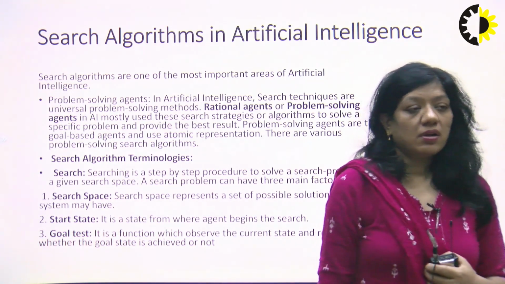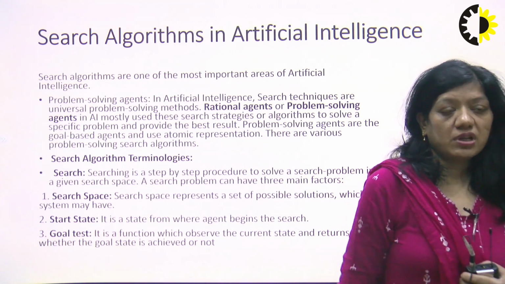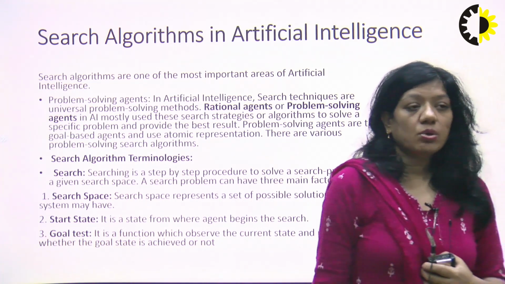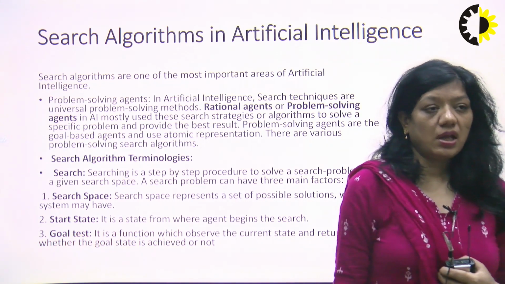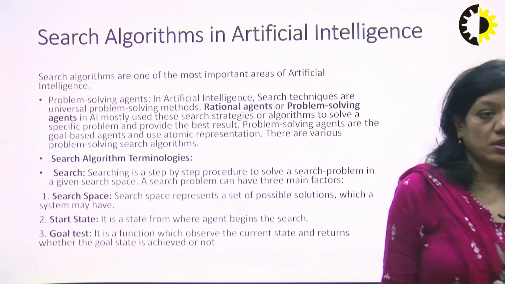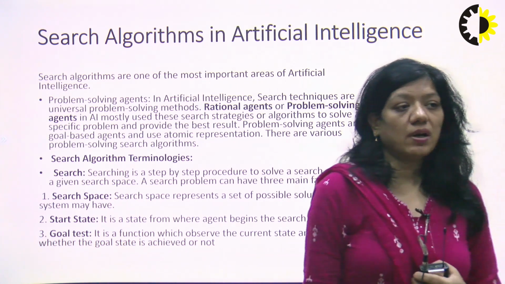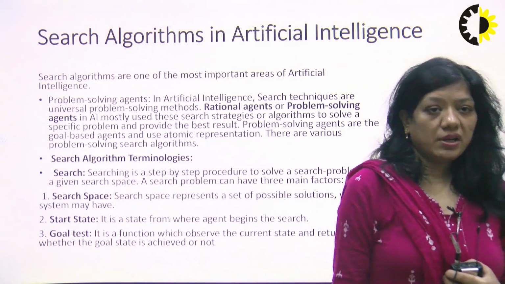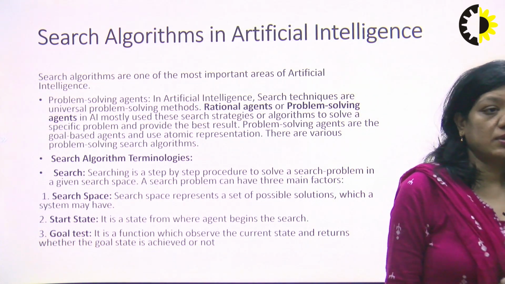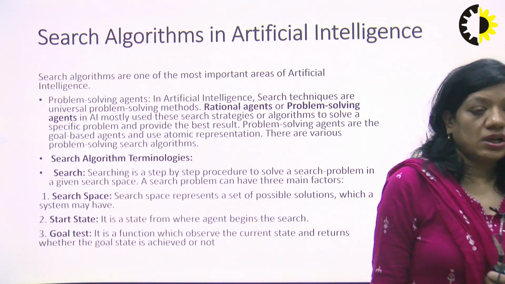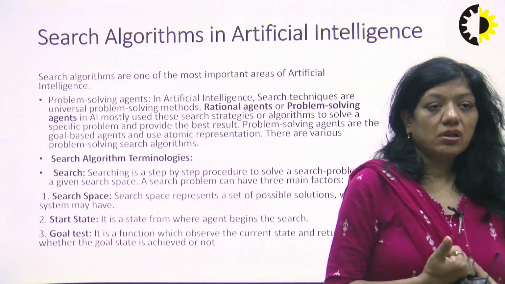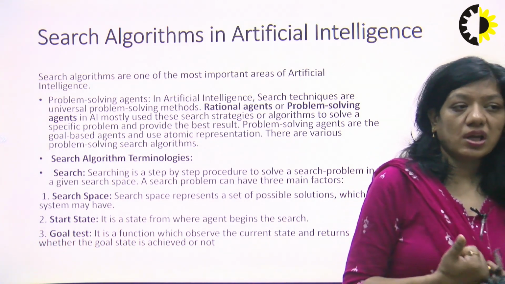Basically, problem solving agents in artificial intelligence. Techniques are universal problem solving methods. A rational agent or problem solving agent in AI mostly uses these search strategies or algorithms to solve a specific problem and provide the best result. Problem solving agents are goal based agents and use atomic representation. There are various problem solving searching algorithms.